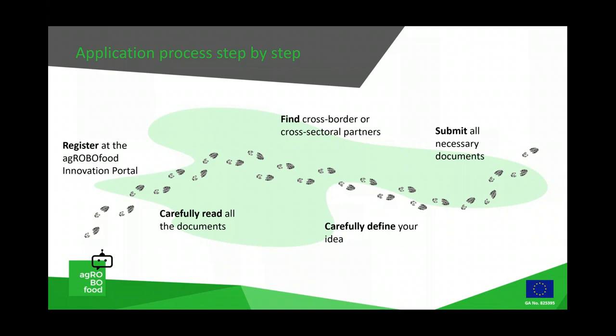Then you need to find your partners for the consortium. They need to either be cross-border, so international, or cross-sectoral. So for example, if somebody has been developing robotic technologies for the healthcare sector and now thinks that certain components could be used in agriculture, that would be already considered cross-sectoral. So either or, you can also do both. Then you need to start planning your idea and finally submitting all the documents before the deadline.